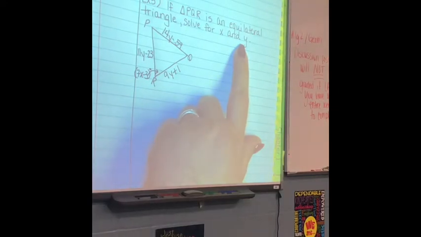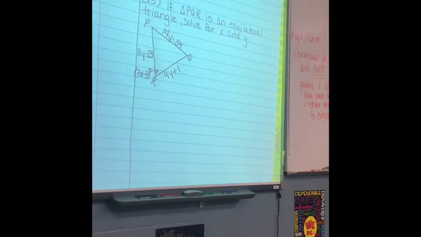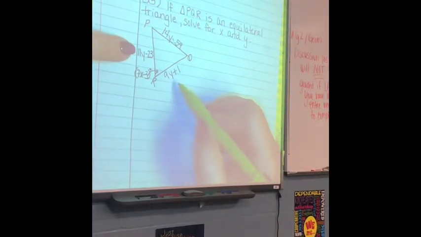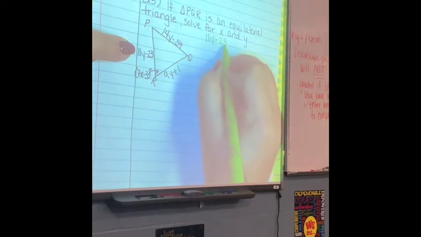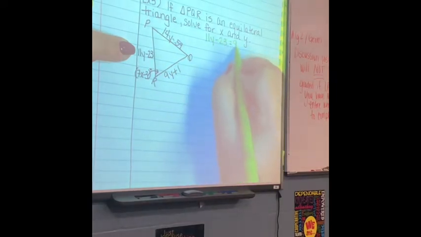Okay? So hold tight. Which one would you like to start by looking for, x or y? Why? Okay. So what do you know about all the sides? They equal each other. Does it matter which two I pick? No. It doesn't matter which two you pick. If you're anything like me, I'm picking these smaller numbers. So I'm going to start with 11y minus 23 equal to 9y plus 1. So I'm going to solve for y.